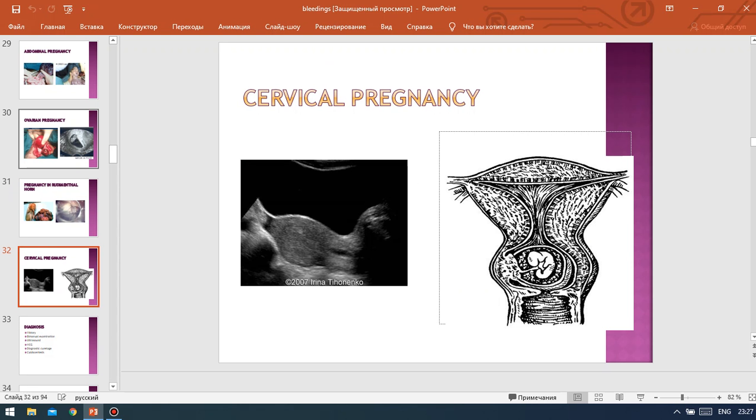Cervical pregnancy is very dangerous too, because in the cervical canal we have no decidual transformation, and between the chorion, between the embryo and the cervical canal, big vessels begin to develop. After curettage, after abortion, this kind of patient has acute bleeding, and we need to help.